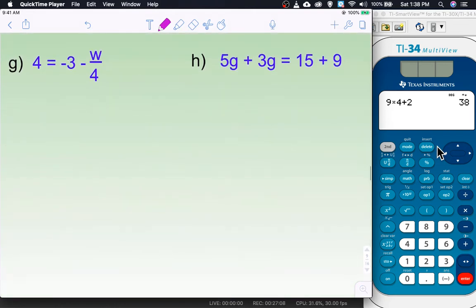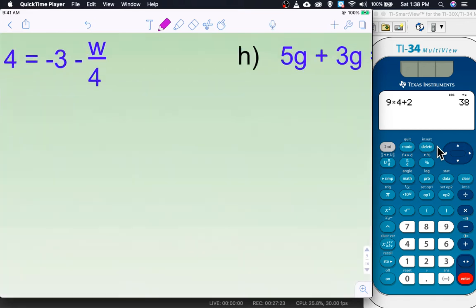Okay, 2 more. Go ahead and pause the video. Try these 2 on your own. When you're ready to continue, hit play, and we'll go through them both together. All right, so let's see. Letter G.